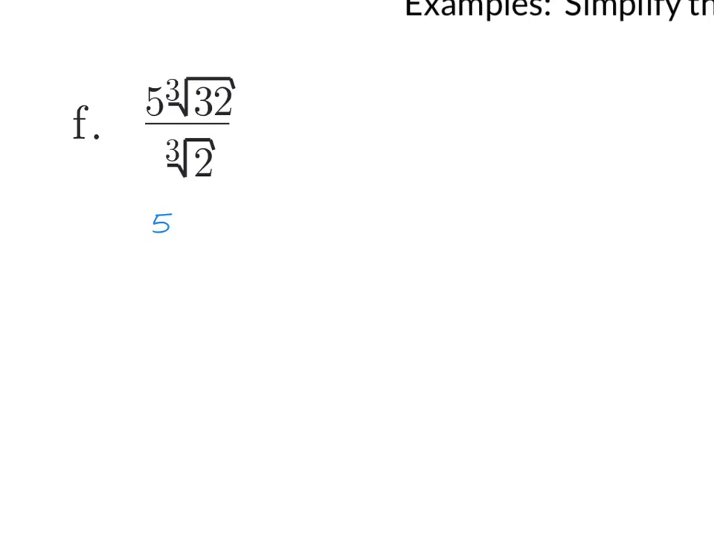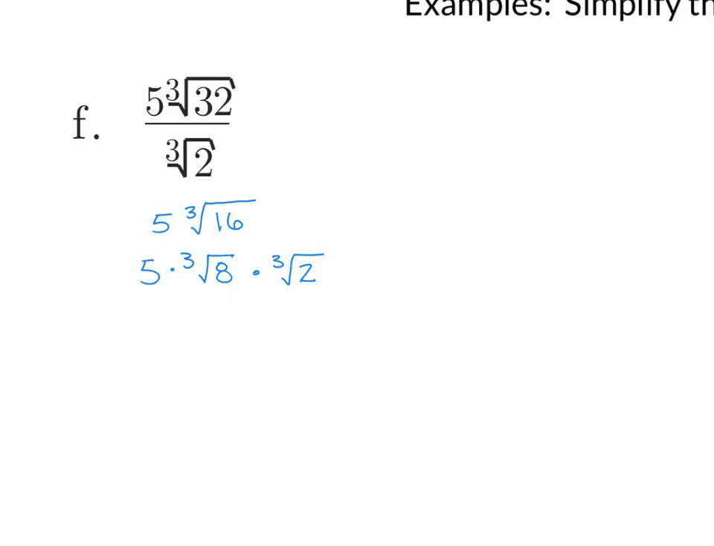On the insides, since we do have same indices, we can go ahead and divide. And so we get the cube root of 32 divided by 2, which is 16. All right, cube root of 16, we looked at this one earlier, so remember that this is equal to the cube root of 8 times the cube root of 2.